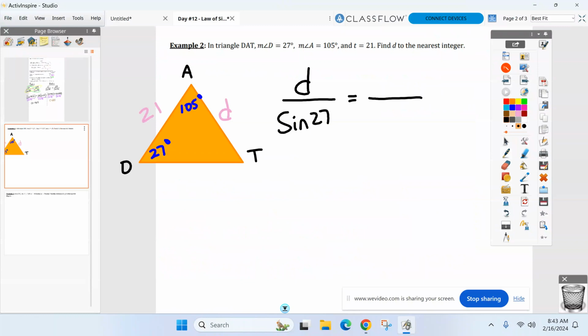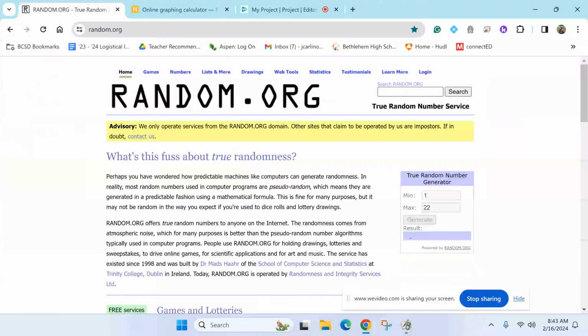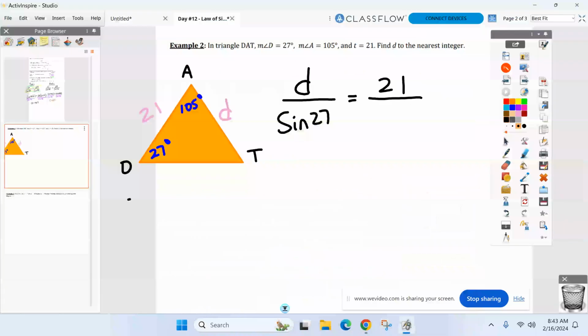We come into a slight problem, but I think you can handle it. The only other side I know is 21. But I'm not putting that over sine of 105 just because it's the only angle left. I have to put it over the sine of the angle across from it, which is angle T, which is missing. How can you find angle T? You have enough information to find it.